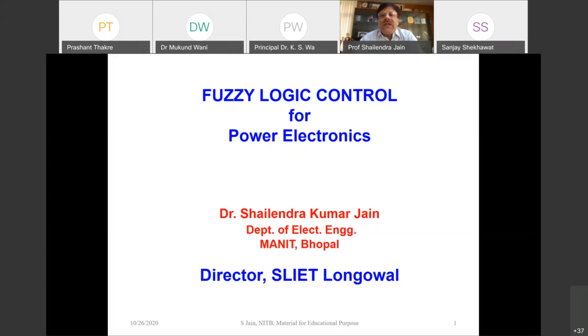The use of artificial intelligence to inculcate the control aspects in power electronic converters is experimented and successfully implemented in various applications. Fuzzy logic control is among one of them. While implementing the control, we need to model a particular system.